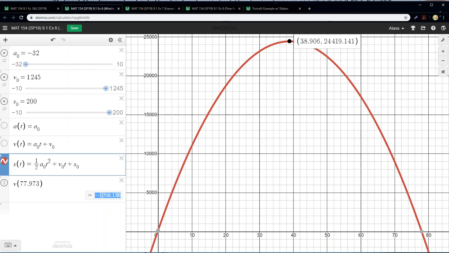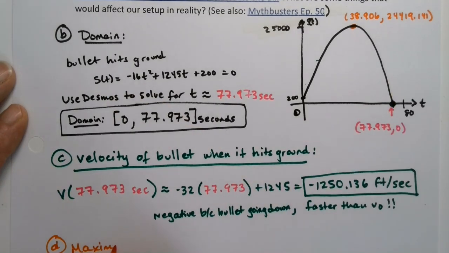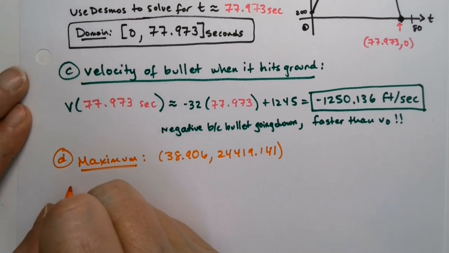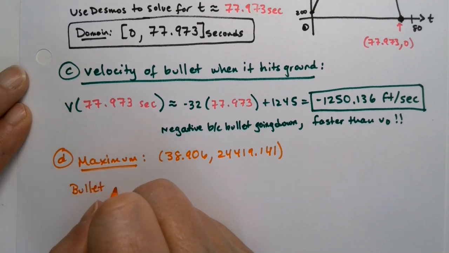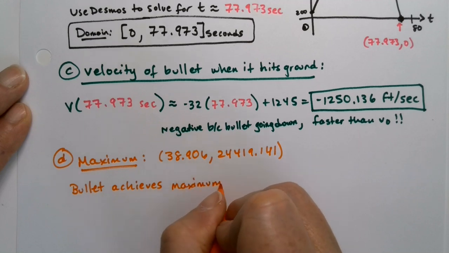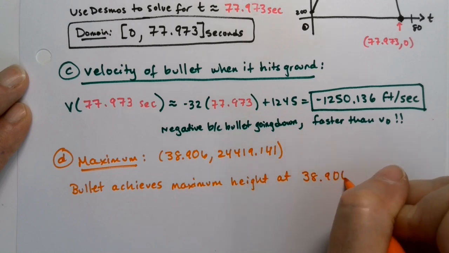38.906, 24,419.141. So I can say that for part D, the maximum, I have it labeled right here, the maximum for this graph is 38.906, 24,419.141. What would that mean? So the bullet achieves maximum height at 38.906 seconds after it was fired.